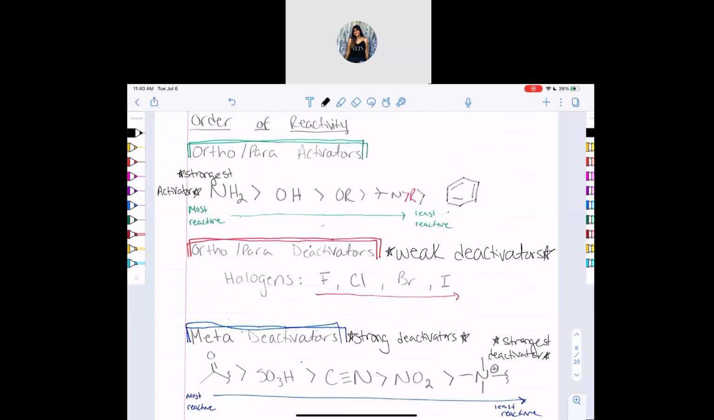Any questions so far with what we've talked about? The reason this benzene ring is here is just to show you that anything above this is going to be activating, and anything lower than this is going to be deactivating.